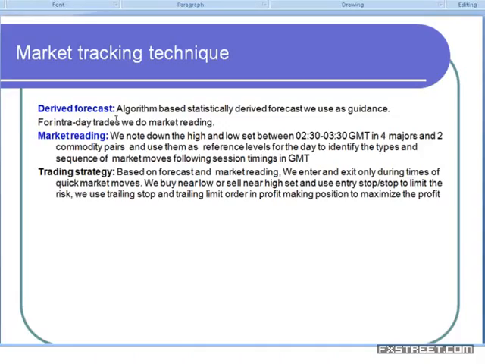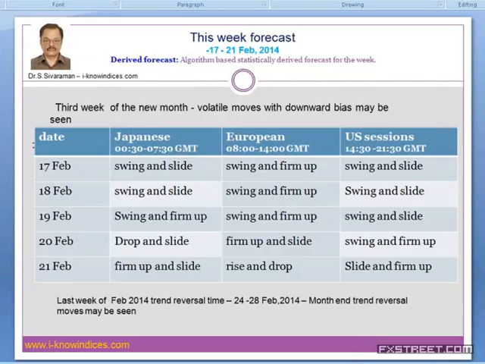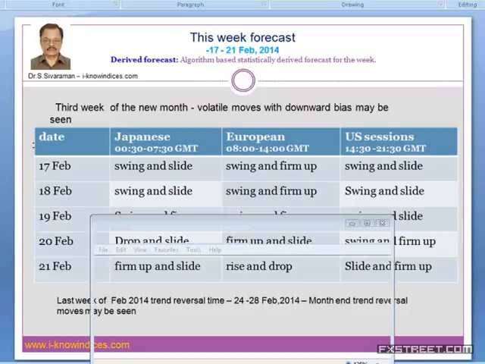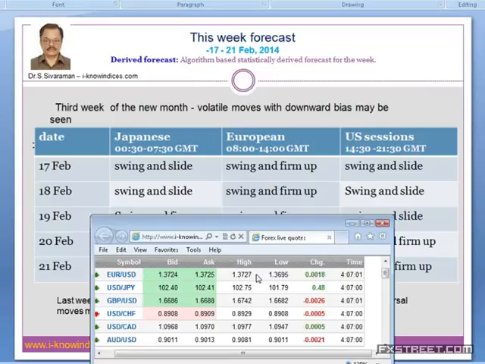Now with regard to the forecast, I will try to display the expected market moves for today. This I normally give during the Asian session live market analysis on Mondays, and there I display the expected market moves derived from the forecast for the entire week. Today we are on the 18th, so the market is expected to make a swing and slide during the Japanese session, and we have seen that GBP has made a slide, but euro is still holding, trying to hold near the high and just breached the high in anticipation of the data release. So we will see how exactly one can take a trade.